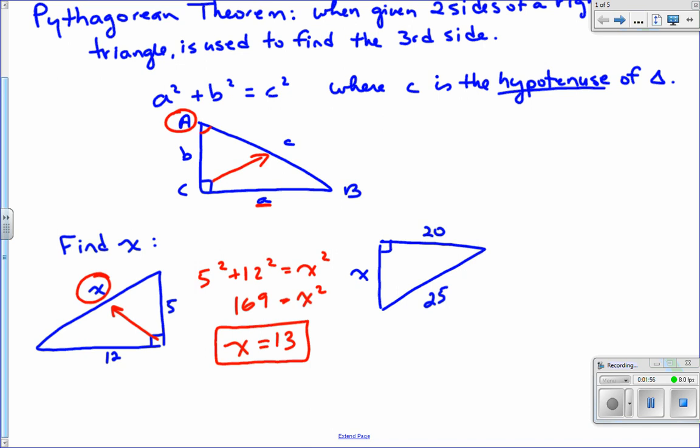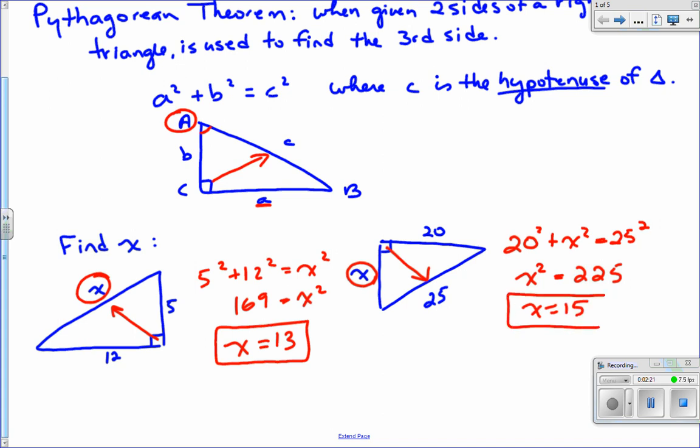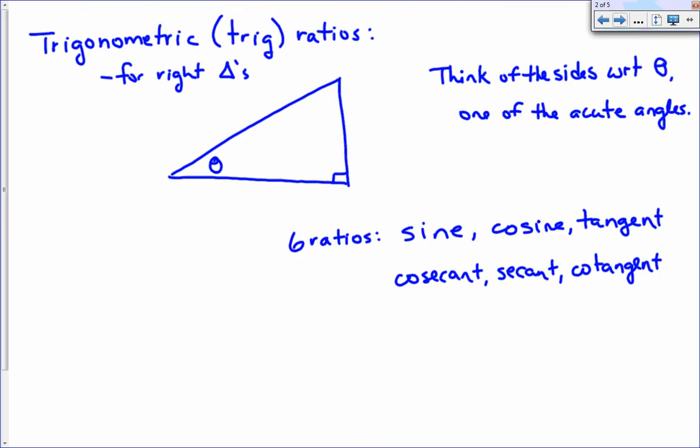In the second example, we want to solve for x where x is not the hypotenuse. So really we could write the formula as 20 squared plus x squared equals 25 squared. So we'll have x squared equals 625 minus 400, so it'll be 225. So x equals 15. Okay, so that's a quick review of the Pythagorean theorem.